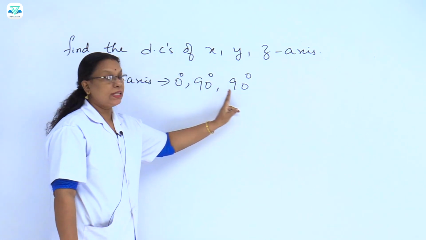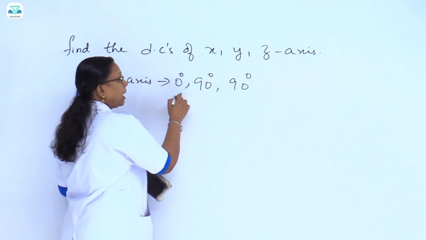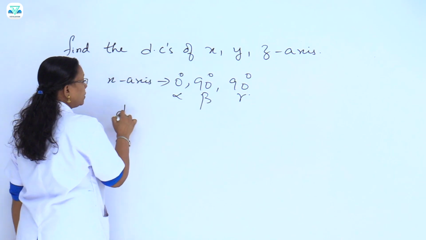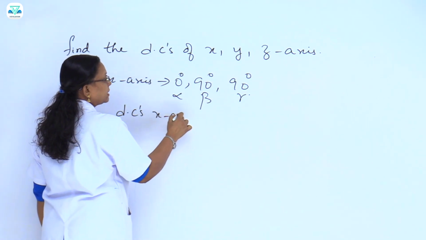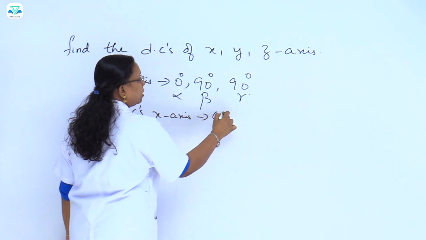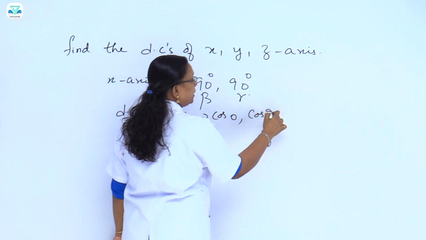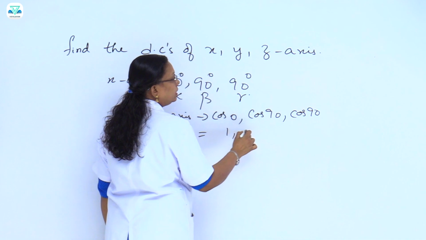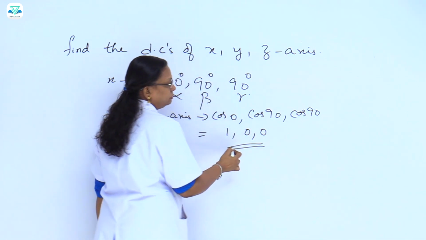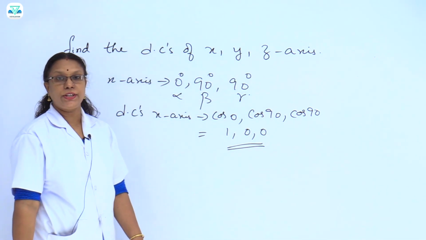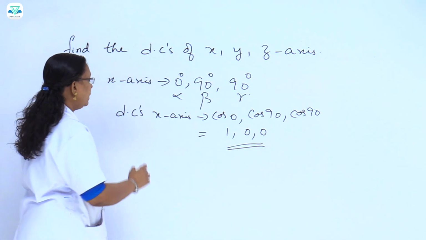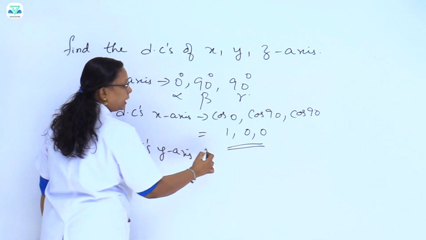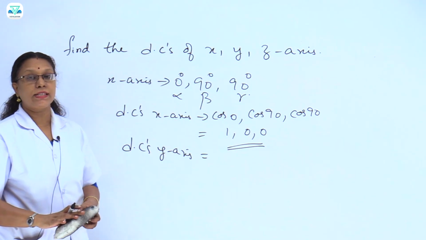So this represents alpha, beta, gamma. We can name them alpha, beta, gamma. So what are its direction cosines? The direction cosines of the x axis are cos 0, cos 90, cos 90, which will be 1, 0, 0. Cos 0 is 1, cos 90 is 0. Similarly, for the direction cosines of the y axis, what are its direction angles?